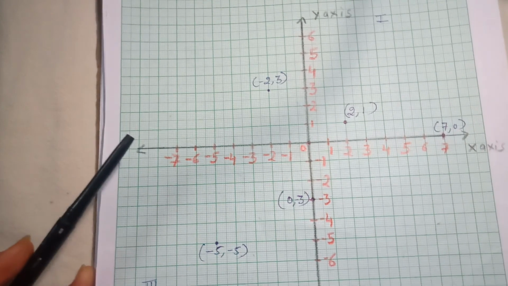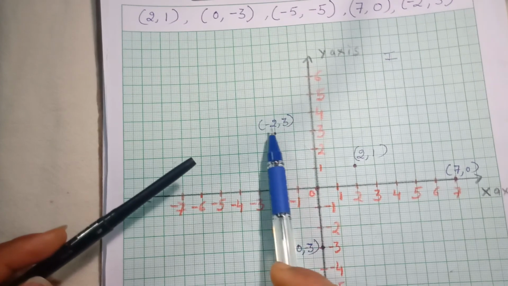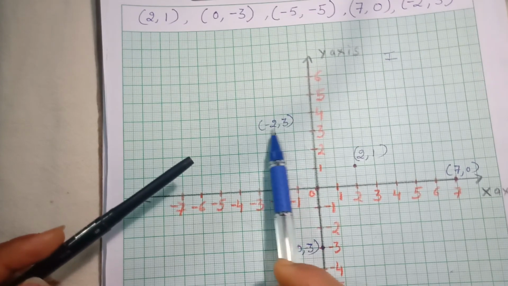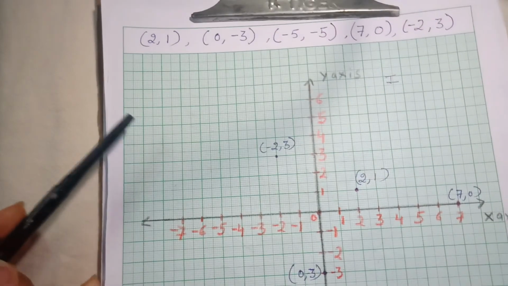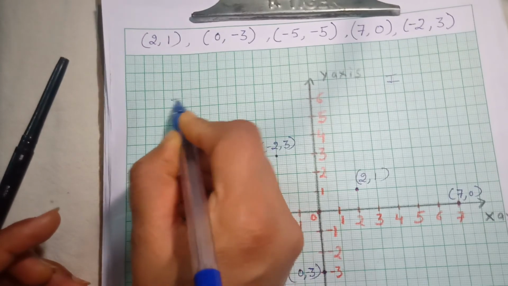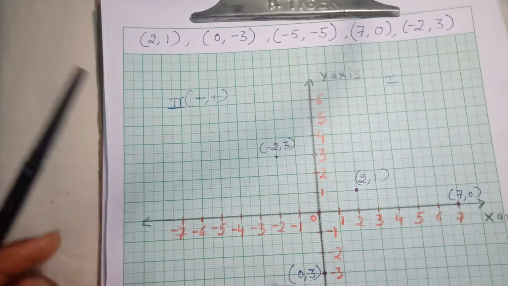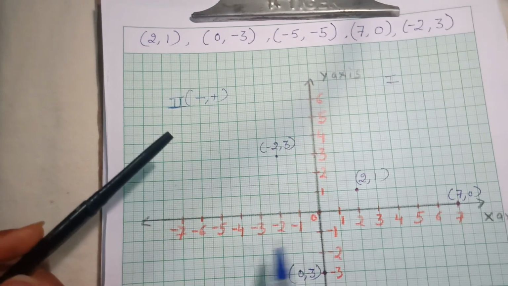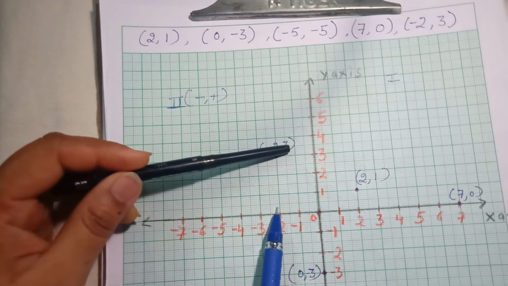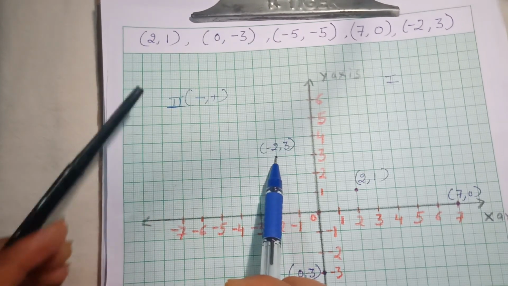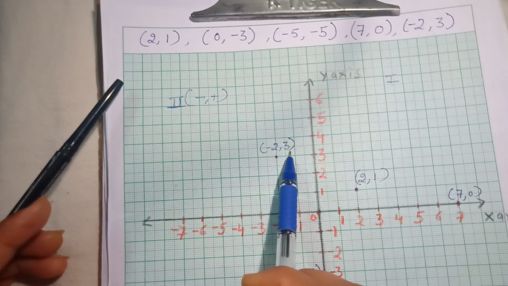The last point that we have to plot is minus 2, 3. X is minus 2 and y is 3. Minus and plus, negative and positive, we know they will be marked in the second quadrant. X is in negative sign and y is in positive sign. So x is minus 2 and y is 3. We have to find out where they will intersect. So they are intersecting at this point. So here we'll get the point minus 2, 3.